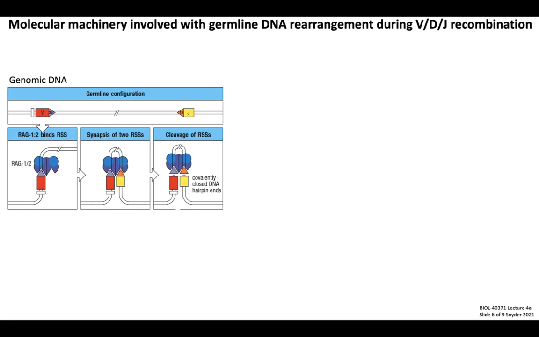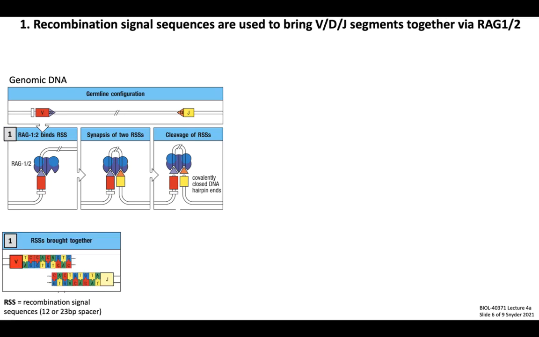This example here is looking at V and J recombination in the light chain of immunoglobulin, but note that these processes are the same for VDJ recombination in the heavy chain of immunoglobulin, as well as in homologous structures in the T cell receptor.